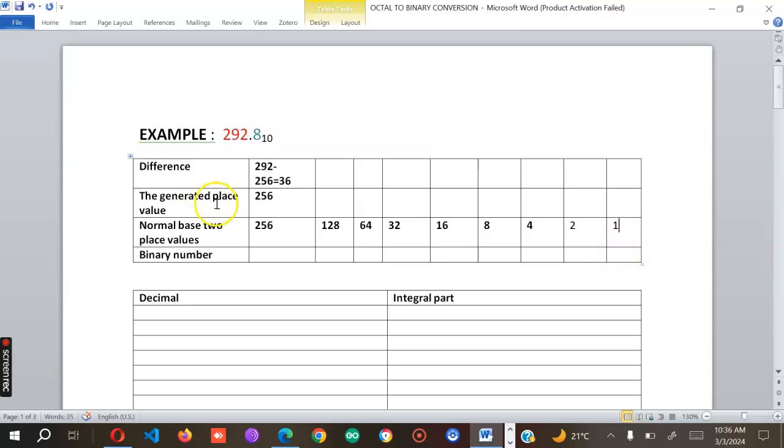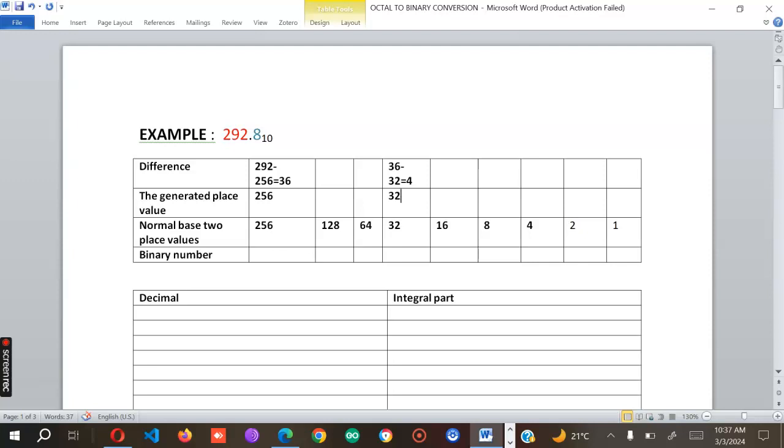As you can see, the balance is 36 when you subtract 256 from 292. So you check the number that is near or equal to 36, and the number is 32. 36 is near to 32. 36 minus 32, you will get 4. So here we have 32 as the generated place value.